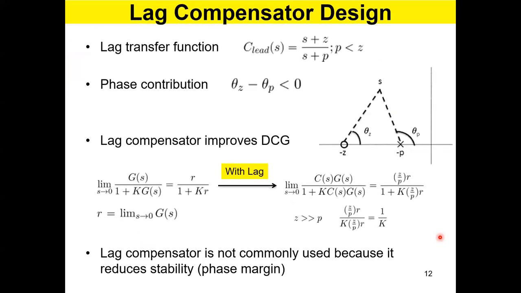And here, because the pole is to the right of zero, and because of the net negative phase added to the plant, you are actually bending the root locus to the right, or towards the unstable region, if you want to bring in a lag compensator. So therefore, lag compensators are not generally a preferred choice. As I have written here, lag compensator is not commonly used because it reduces stability, which means you are getting a bit closer to the imaginary axis, right?